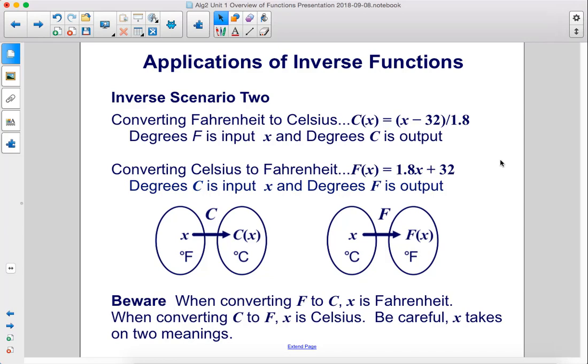Inverse scenario 2, converting Fahrenheit to Celsius. C of x equals x minus 32 over 1.8, where degrees F is input x and degrees C is the output. Converting Celsius to Fahrenheit, F of x equals 1.8x plus 32, where degrees C is input x and degrees F is output. Beware, when converting F to C, x is Fahrenheit. When converting C to F, x is Celsius. Be careful, x takes on two meanings.